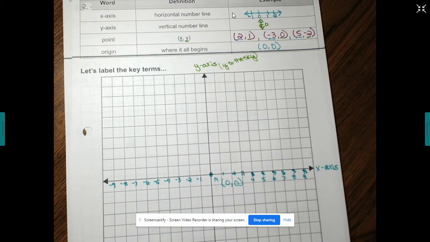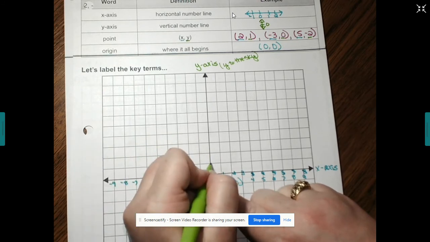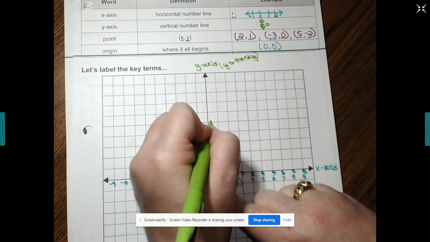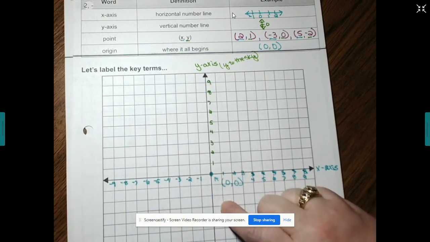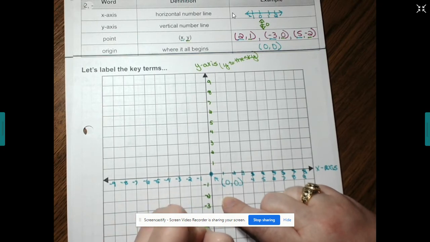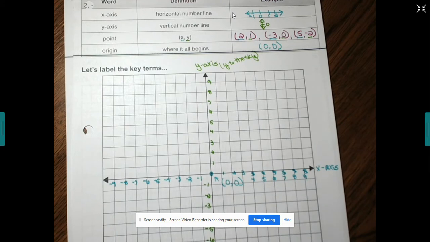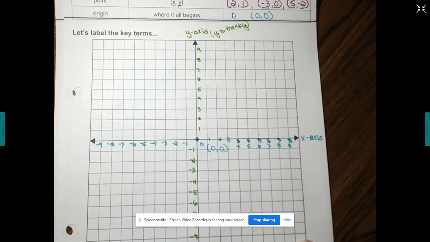Let's look going up. Let's see if we can do it better this time, Miss McNabb. We know that this is 0, 0, and then going up, we've got 1, 2, 3, 4, 5, 6, 7, 8, 9. And going down, we've got -1, -2, -3, -4, -5, -6, -7, -8, and -9. You need to get yours filled in before we start plotting points. You can go ahead and pause so you can do that.